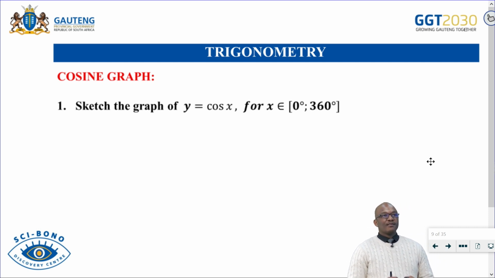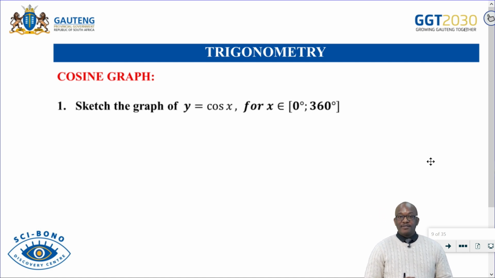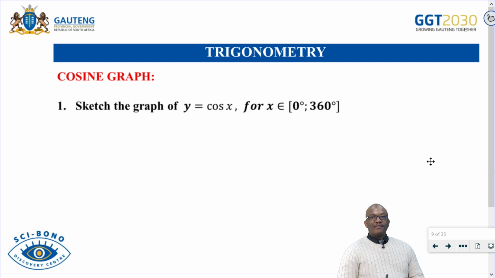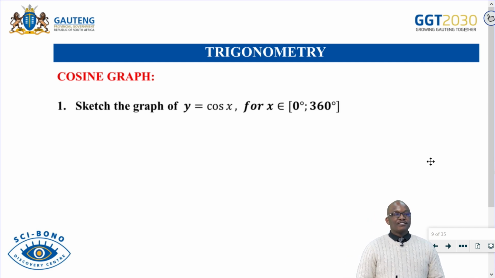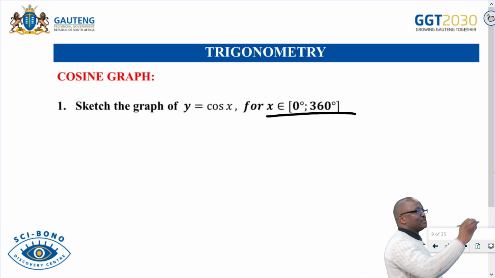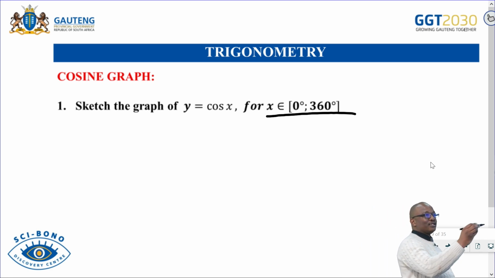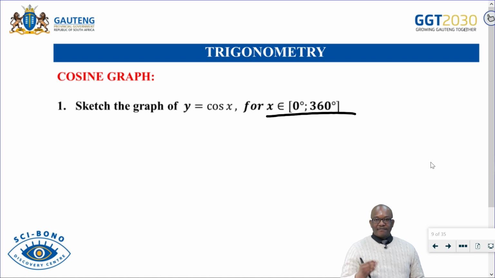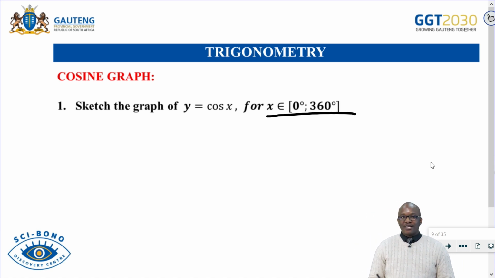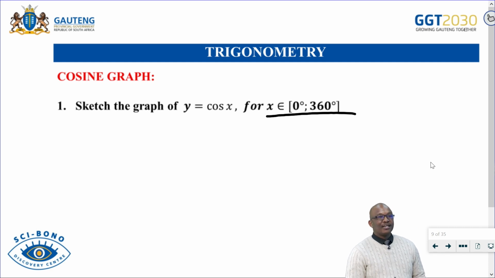Remember, the shape of cos is different from the shape of sine. Sometimes they will even give you the graph without the equations, so you need to identify the shapes correctly. With cos, the question says, sketch the graph of y = cos x for x an element of 0 to 360. That is your domain, where the graph is defined, so your graph must be defined from 0 to 360.